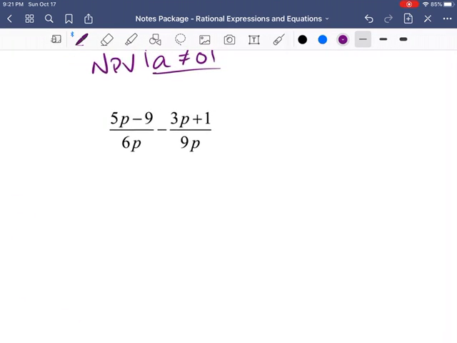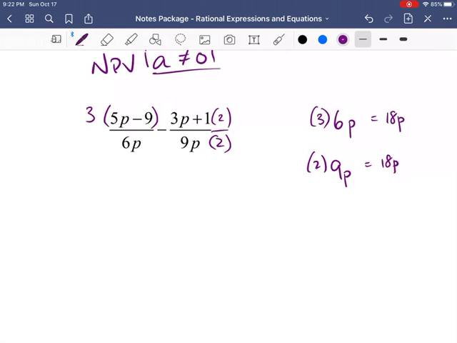Okay. So looking between 6p and 9p, all right, if I multiply this by 3, I'll get 18p, and if I double this, I'll get 18p. So that's what I need to do. This is going to get multiplied by 3, and this is getting multiplied by 2. So you end up with 15p minus 27 over 18p, and we're subtracting 6p plus 2 over 18p.